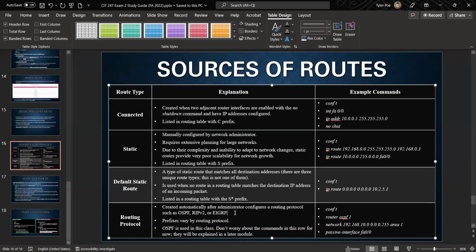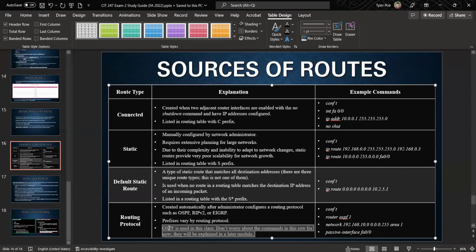So finally, routing protocols. These routes are automatically created after the administrator configures routing protocols such as OSPF, RIP-v2, and EIGRP. Prefixes will vary by routing protocol. For example, when you see an OSPF route, you see an O instead of a C or an S. And OSPF is used in this class.